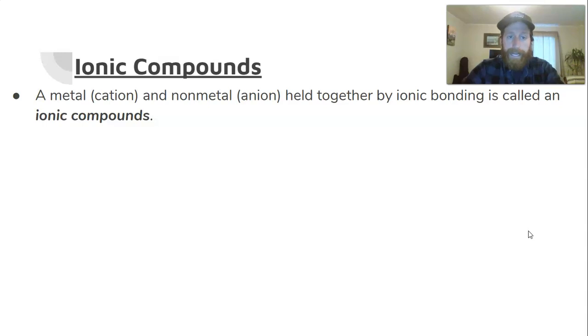So a metal, a cation, and a nonmetal, an anion, held together by ionic bonding is called an ionic compound. In that last example, sodium's a metal, it forms a +1 cation. Chlorine's a nonmetal, it forms a -1 anion, and so that attraction between +1 and -1 creates the ionic compound sodium chloride, table salt.